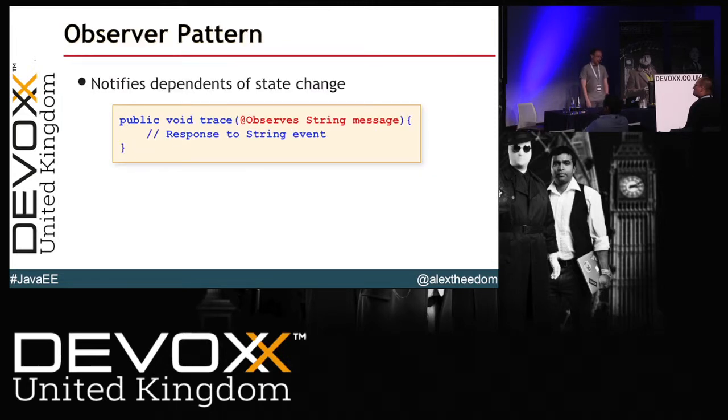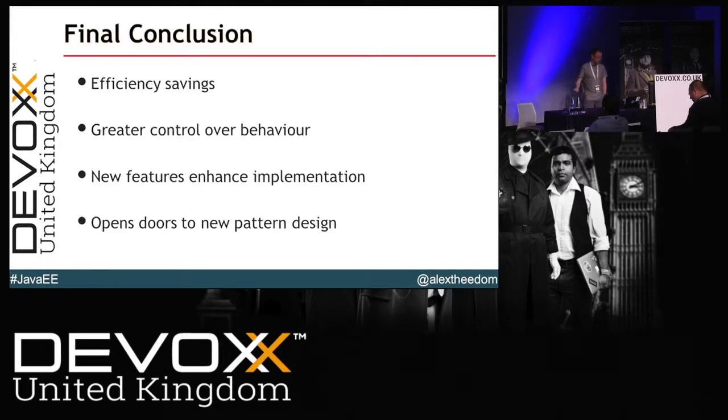The observer pattern. Again, this has benefited substantially, and here, very simply, if you want to observe events of type string, this is a slightly trite example, but if you wanted to observe events of type string, you simply annotate your method, and that's it.